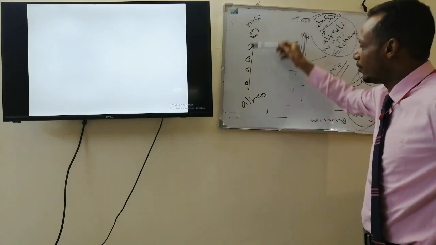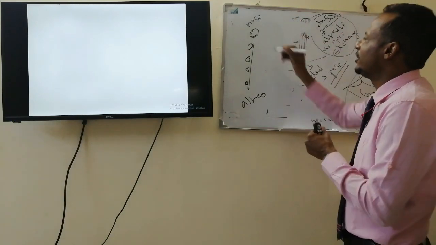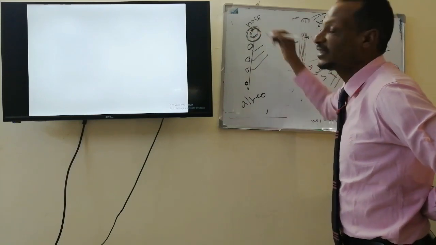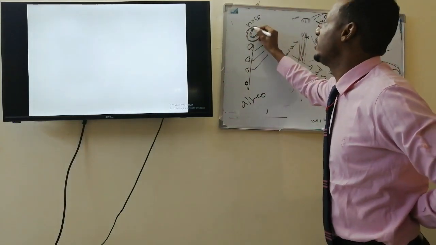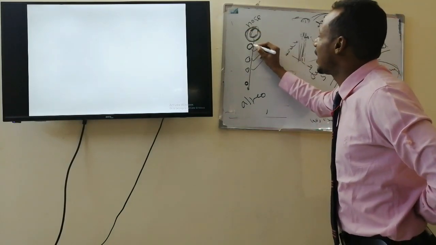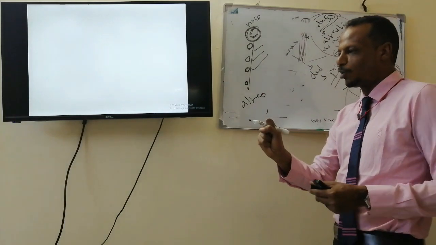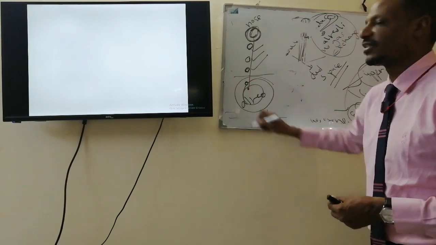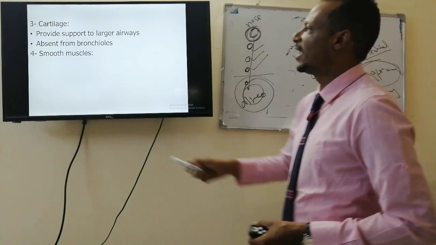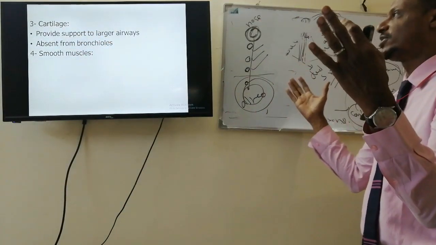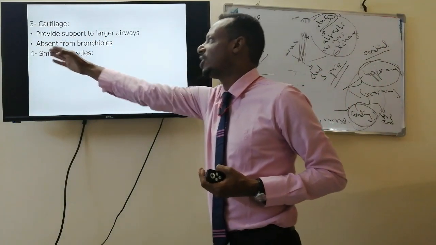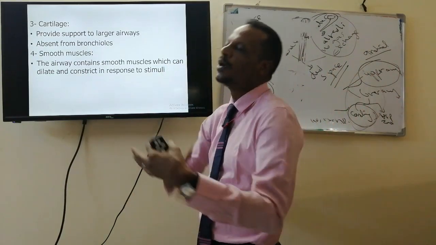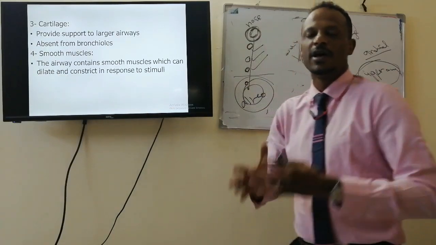Remember again, from the nose going down to the alveoli, the changes are a decrease in the amount of cartilage and an increase in the amount of smooth muscle. Why? Because in the trachea, the cartilage is very necessary to keep the trachea open throughout the time. But in the bronchioles, there is smooth muscle where we can control them. We can increase the size or we can decrease the size. In the alveoli, there is another structure or another histology. So I will mention that the cartilage is important to support the large airways, the trachea and main bronchi, and there is no cartilage in the bronchioles. As we go down, there is smooth muscle, and the airway contains smooth muscle in order to control them by dilatation or constriction to certain stimuli.